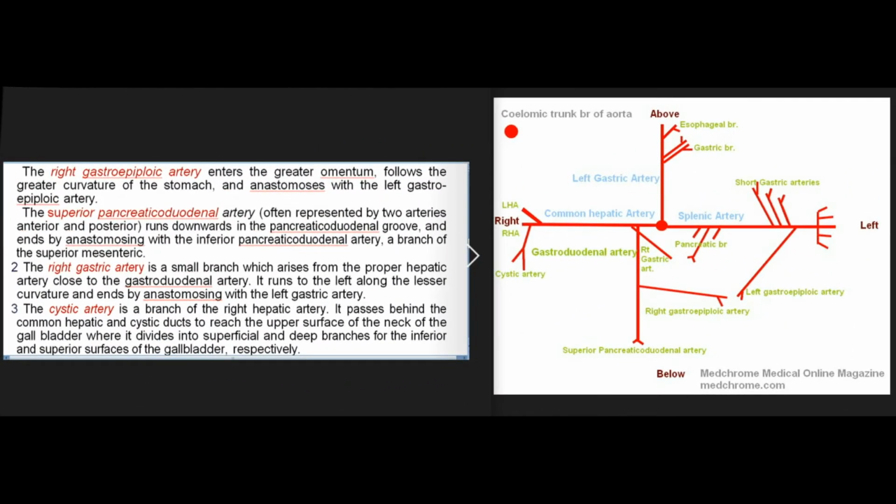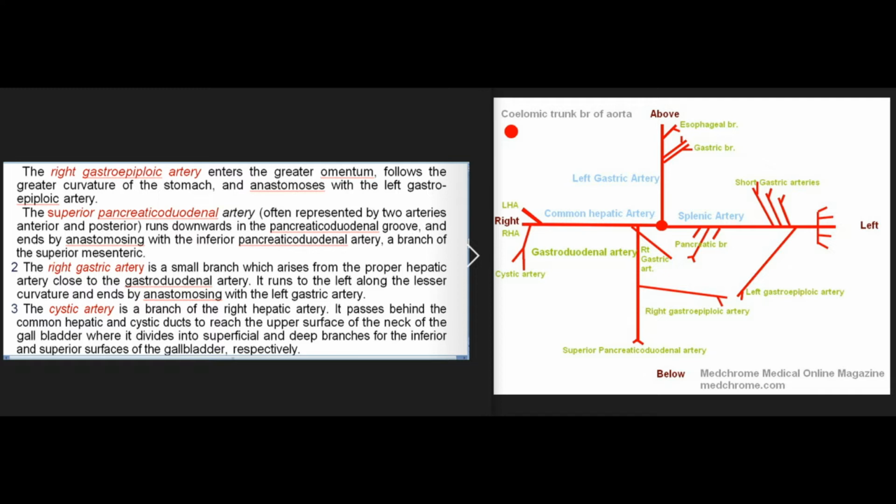The right gastroepiploic artery enters the greater omentum, follows the greater curvature of the stomach, and anastomoses with the left gastroepiploic artery. The superior pancreaticoduodenal artery, often represented by two arteries anterior and posterior, runs downwards in the pancreaticoduodenal groove, and ends by anastomosing with the inferior pancreaticoduodenal artery, a branch of the superior mesenteric.